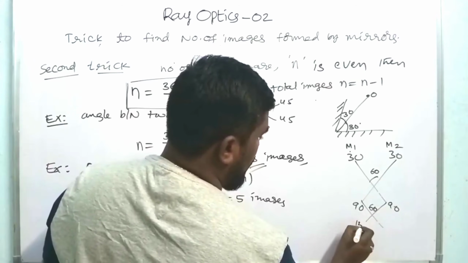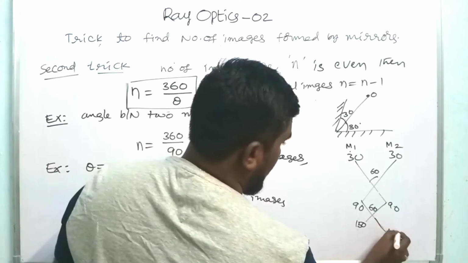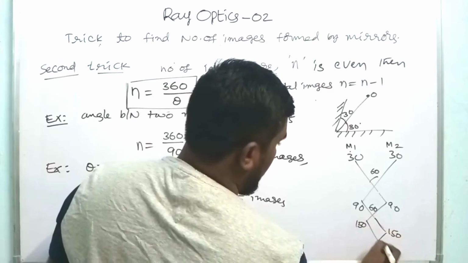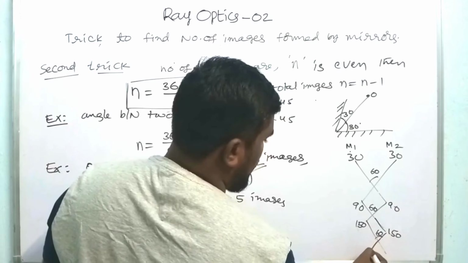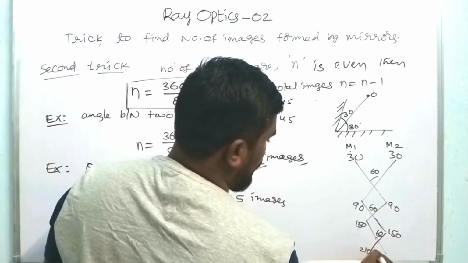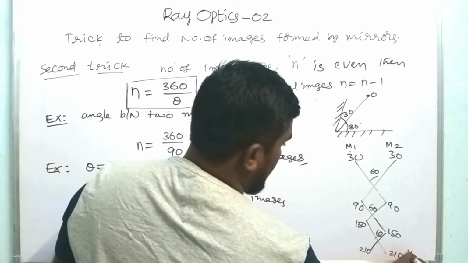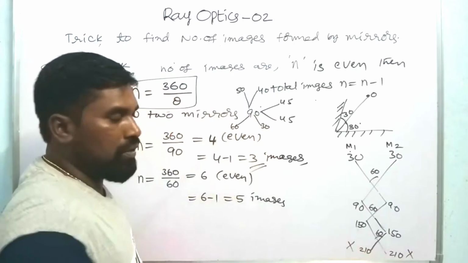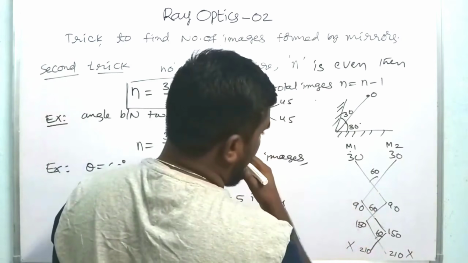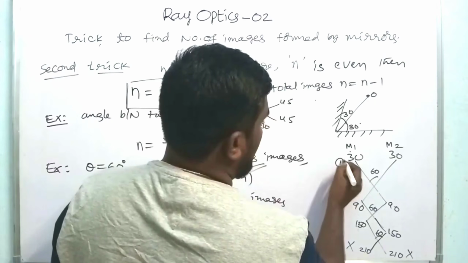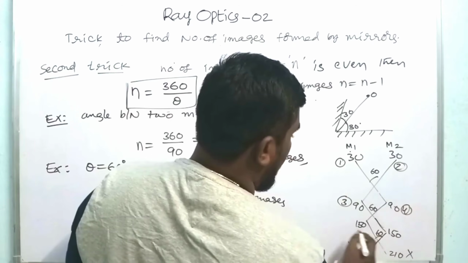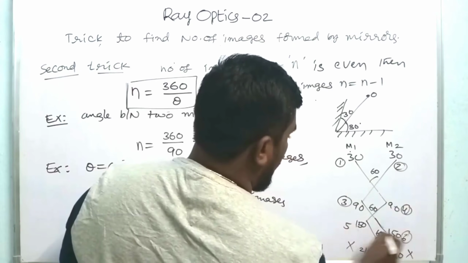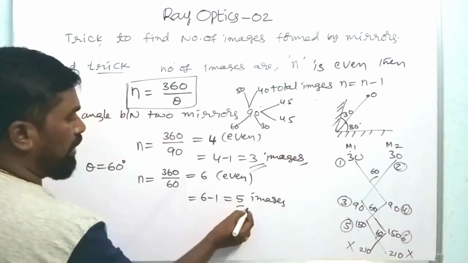150 and also 150. There is crisscross again, it is 60, 150 plus 60, that is 210 and 210. This has no image, this has no image. The total number of images is how many? It is 1, 2, 3 and 4, here 5 and 6. So here the answer is 5 images.